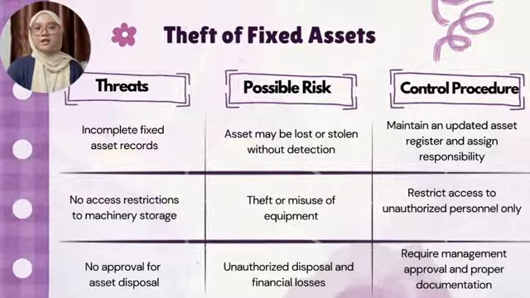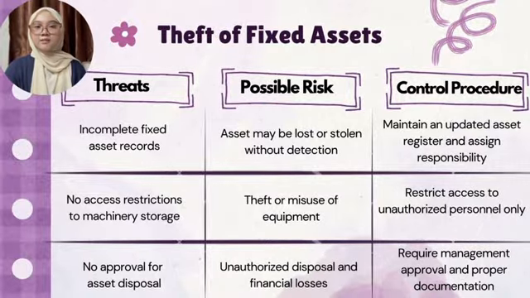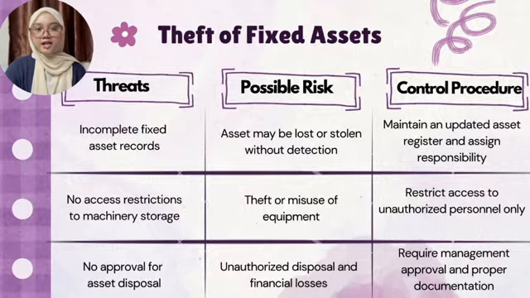As for my part, I will explain about the theft of fixed assets. First threat is incomplete fixed asset record. PrimeCan does not maintain a complete and updated record of its fixed assets. As a result, if an asset is missing or stolen, management may not be able to detect the loss or identify who is responsible for the asset. Therefore, the company should maintain a complete asset register and assign responsibility for each asset.